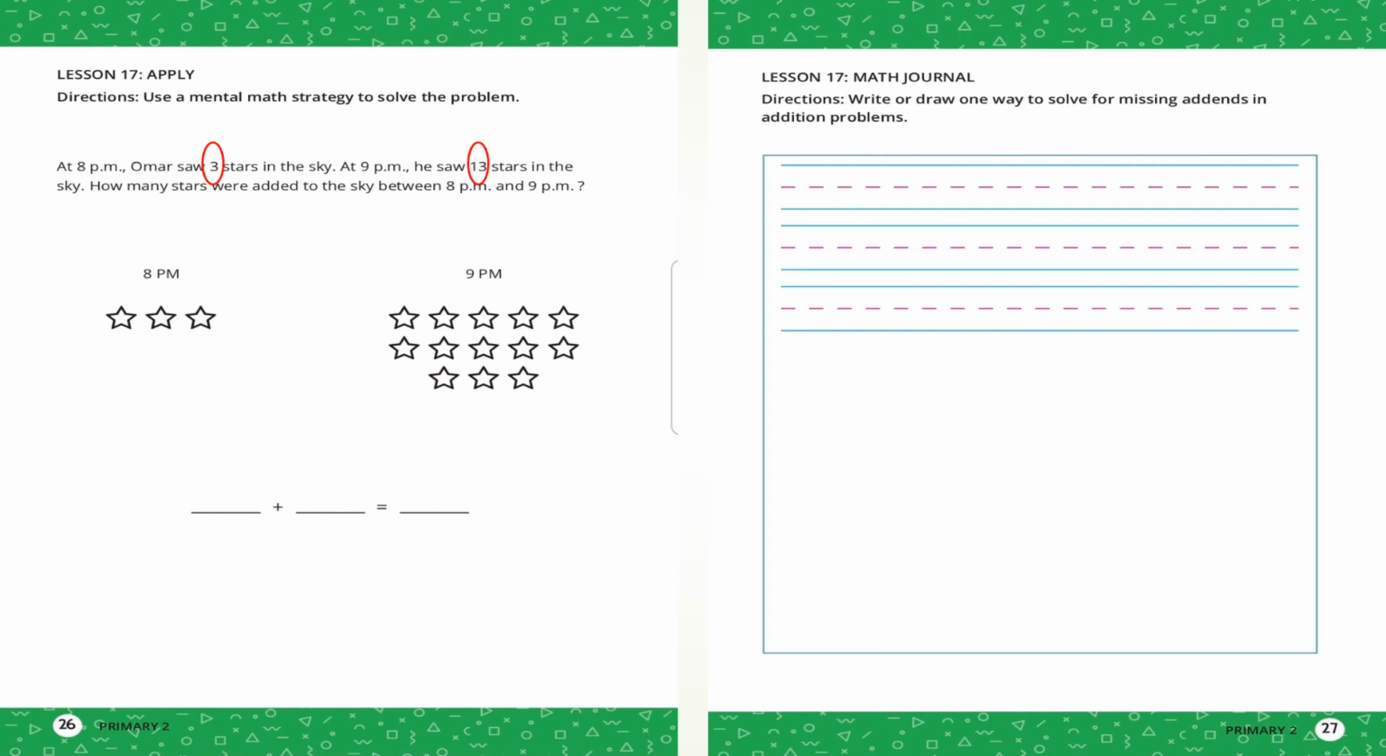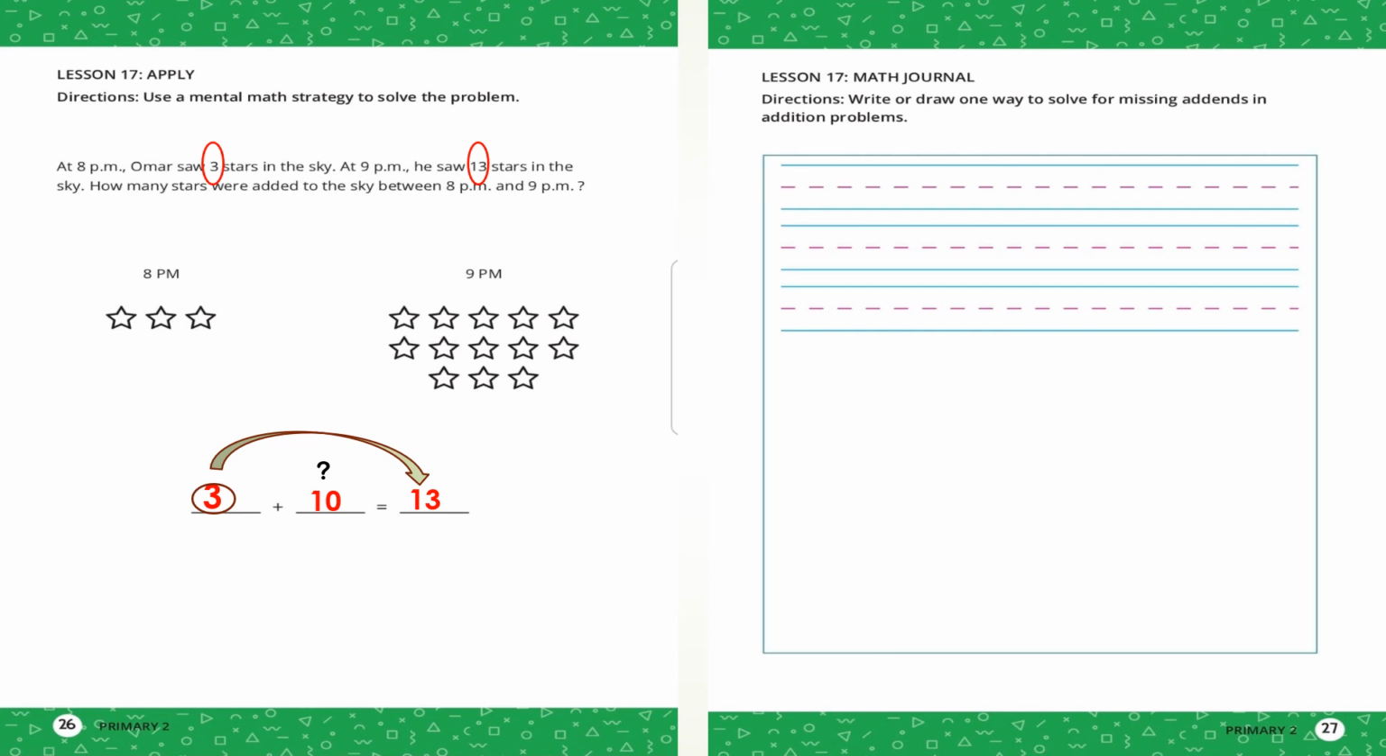So, look carefully, my dear students. At 8 p.m., there are 3 stars. Okay, they increased suddenly at 9 p.m. to become 13 stars. So here we have 3 plus missing number equals 13. Okay, so we studied it before in making 10 strategy. 3 plus 10 equals 13.